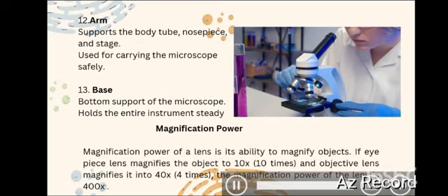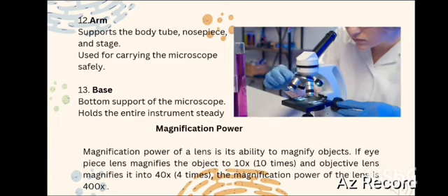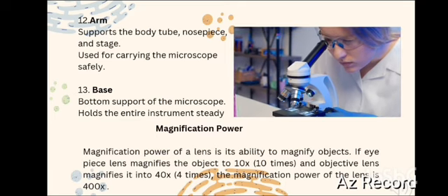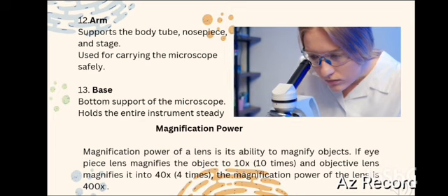Okay, next is the arm of the microscope. It supports the body tube, nosepiece and stage. It is used for carrying the microscope safely. If you want to carry a microscope from one place to another, we have to hold the arm of the microscope. Next is the base. The base supports the microscope and holds the entire instrument steady. Do you understand?